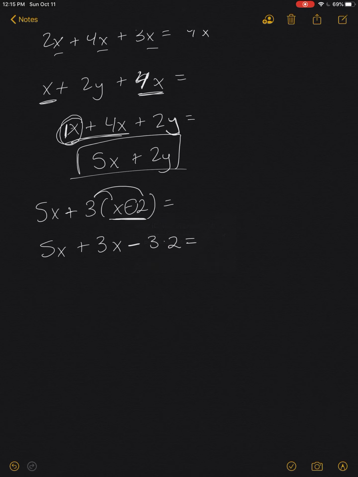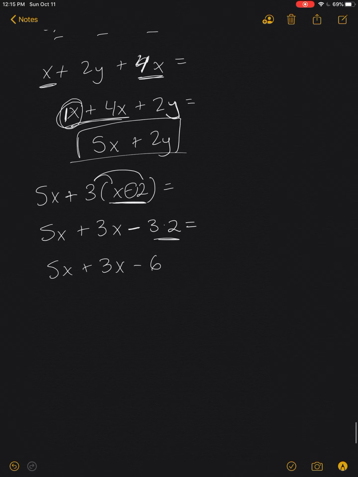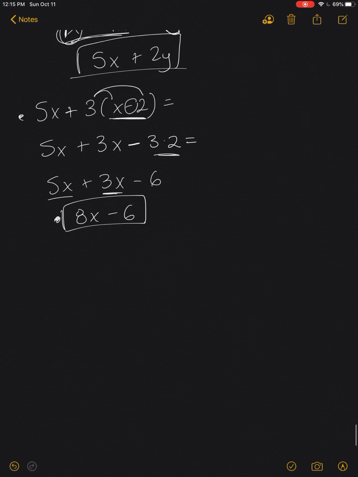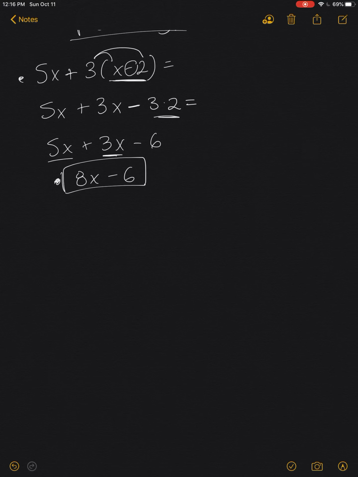So then I'm going to do PEMDAS still, right? So that means I should do this multiplication next. 3 times 2 is 6. And now I'm going to add and subtract left to right. These are like terms, so I can add them together. I can combine them. So I get 8x minus 6. You can see why simplifying is so nice, right? Look how simple 8x minus 6 is compared to what it was originally, right? That was really complicated. That's why we simplify.